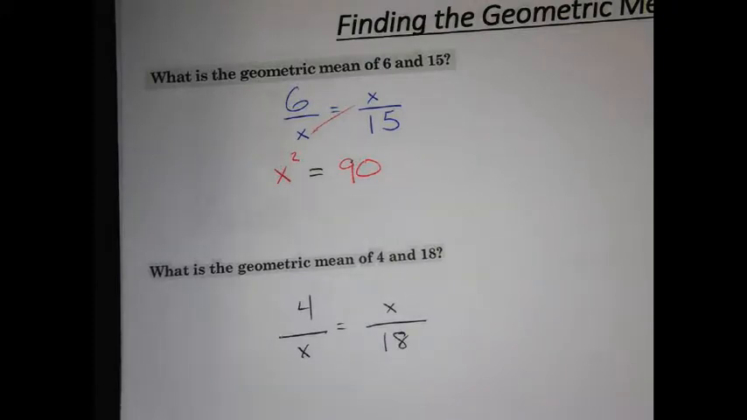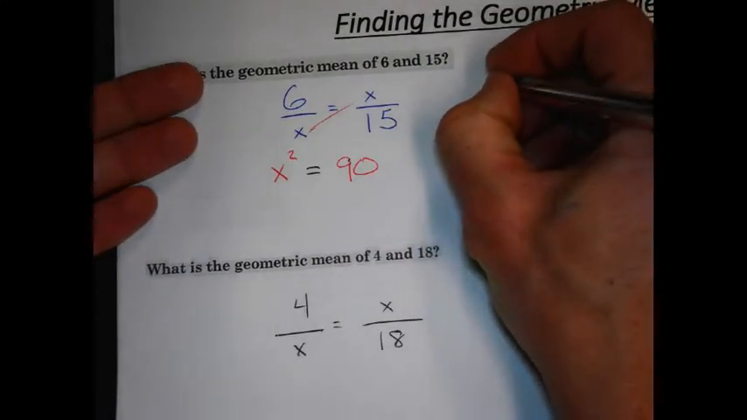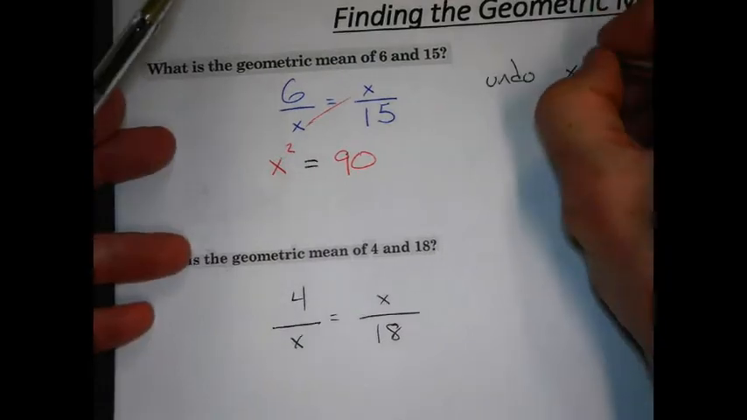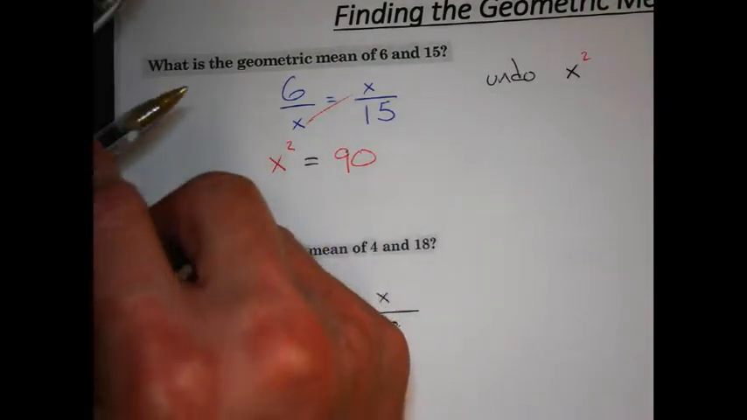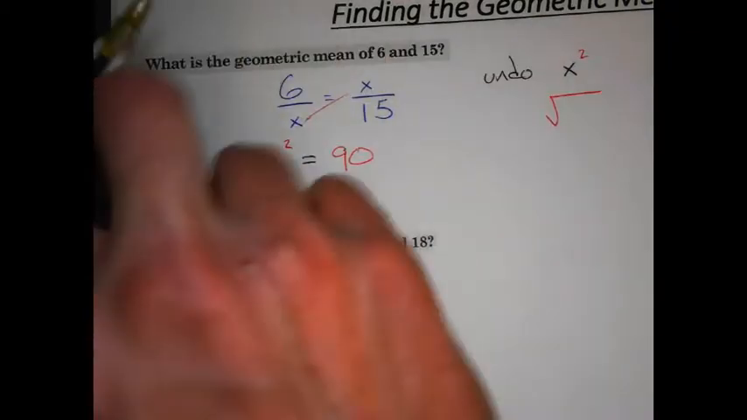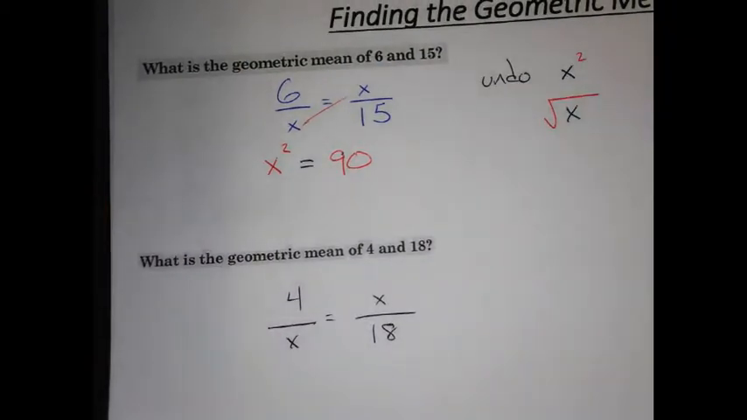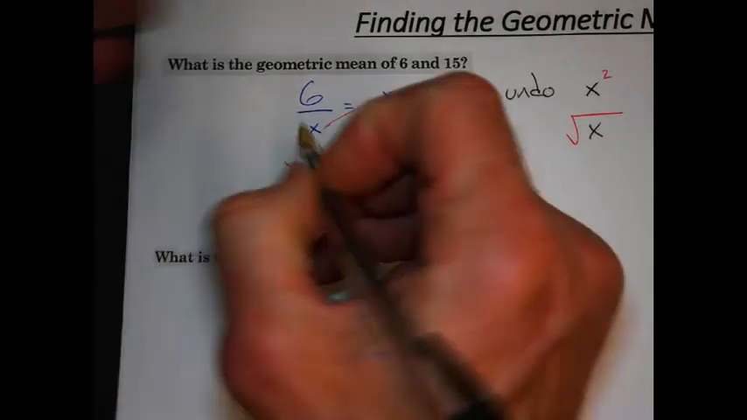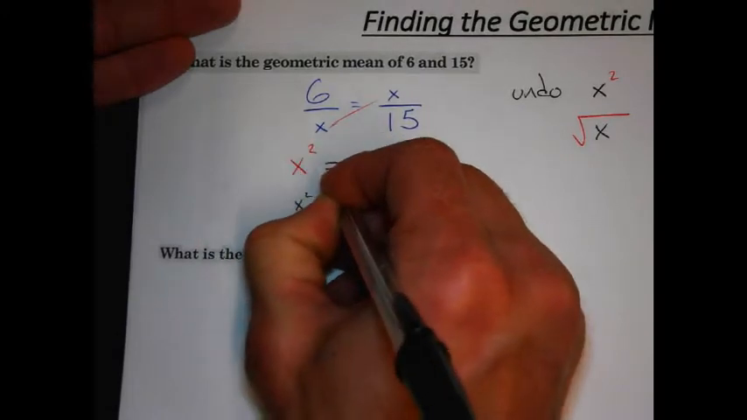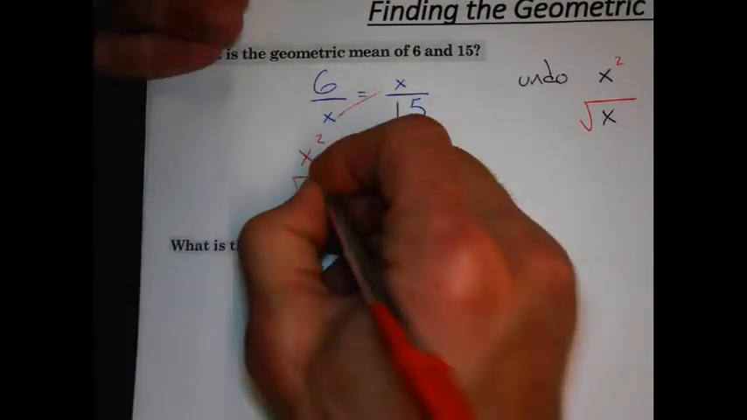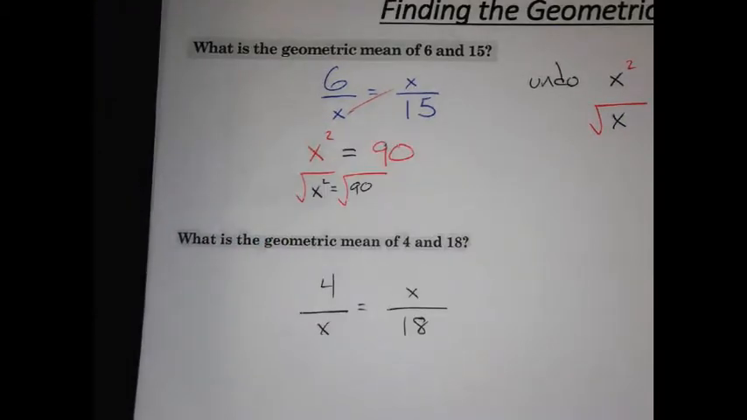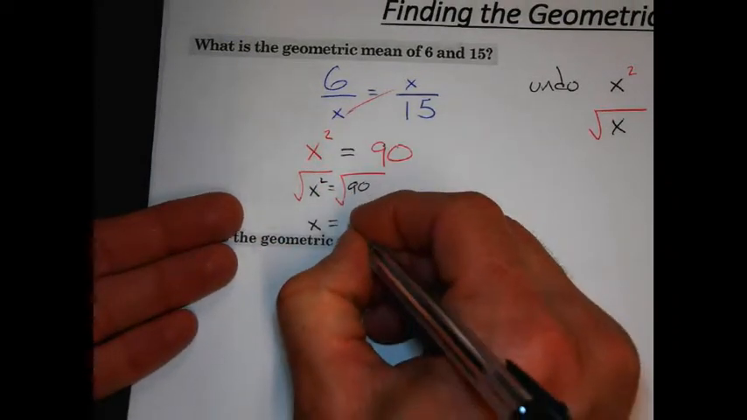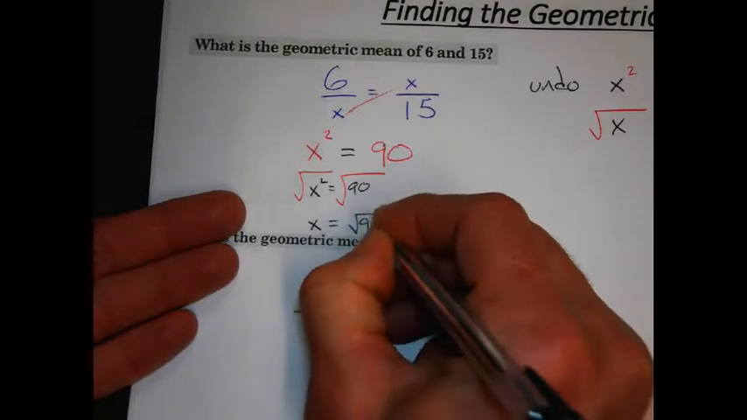Now the way we undo an x squared is by taking the square root. So that's how we undo an x squared. We take the square root. So in order to undo x squared equals 90, we have to take the square root of both sides. So we take the square root of x squared and the square root of 90. Taking the square root of x squared leaves us with x, and the square root of 90 is the square root of 90. But we must simplify our answer.